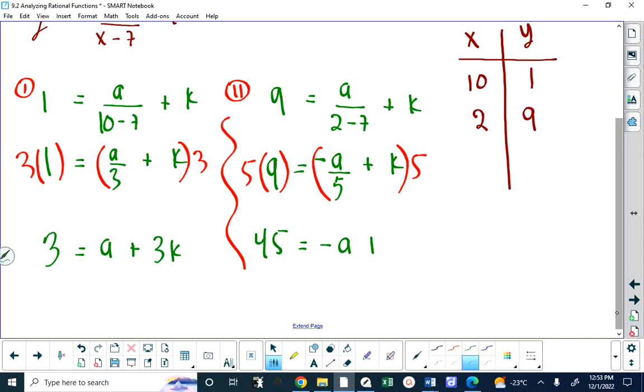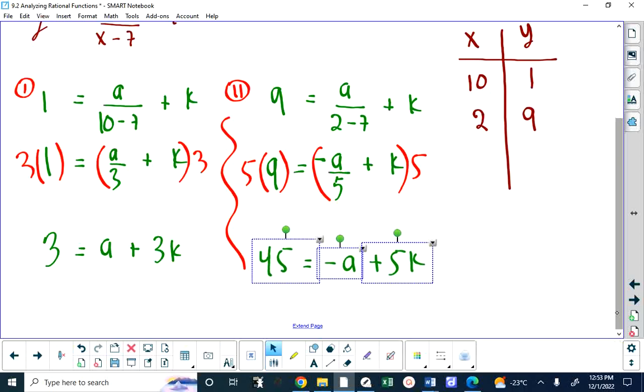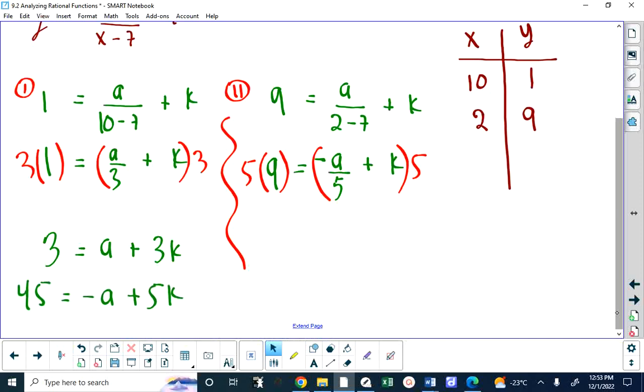Plus 5k. And that's exactly what I'm going to do. I mean, I know you can't move stuff around here like that, but I'm just going to take a shortcut here. Just double check 45, negative 5, negative a, and 5k. I think it looks okay.